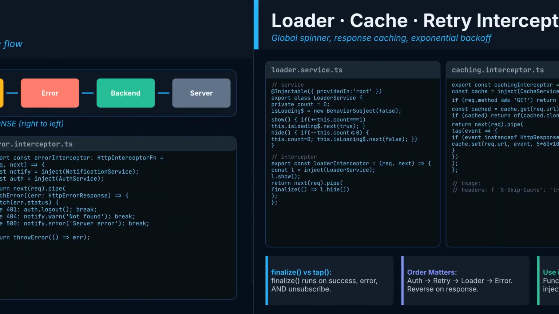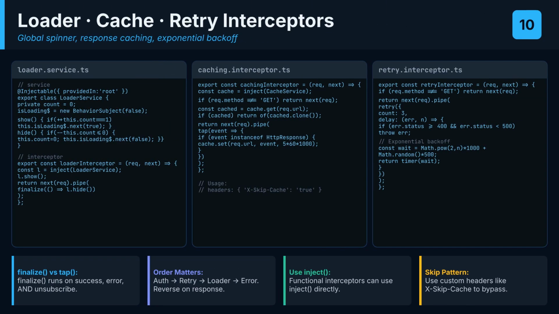and notifications. We look at 3 more practical interceptors: loader for global spinners using finalize, caching for quick responses using tap, and retry with exponential backoff for transient errors. Remember, the correct order of operations in the pipeline matters.